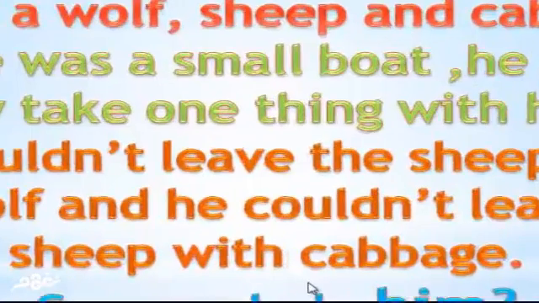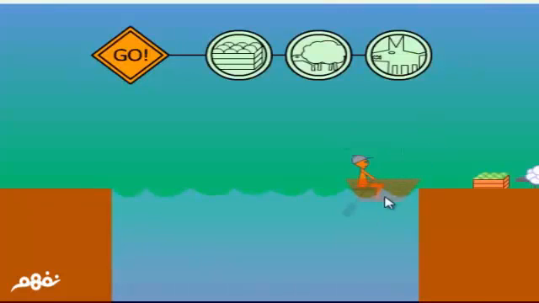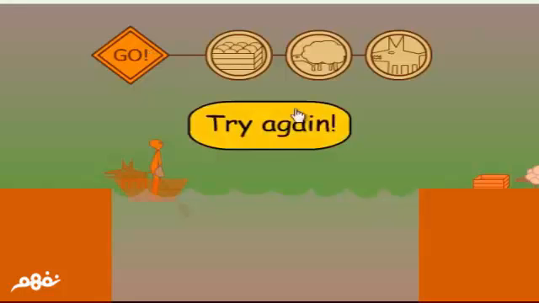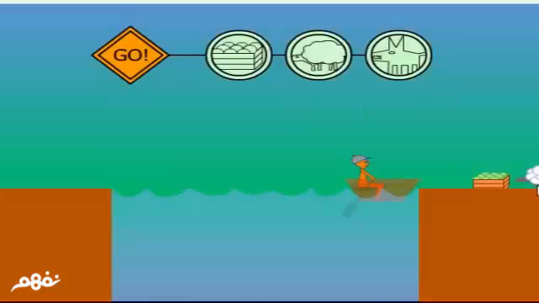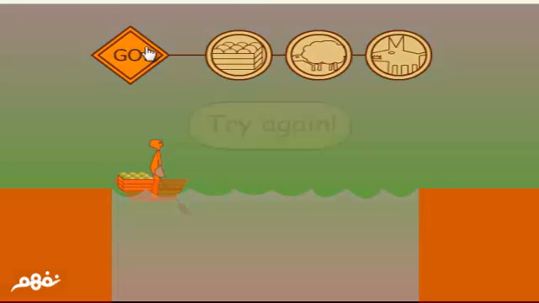Okay, I will ask you questions now. How many things can Saif take with him? Can he take 2 things? No, only 1. Very good. Okay, can he leave the sheep with the cabbage and go? No, he can't, because the sheep will eat the cabbage.